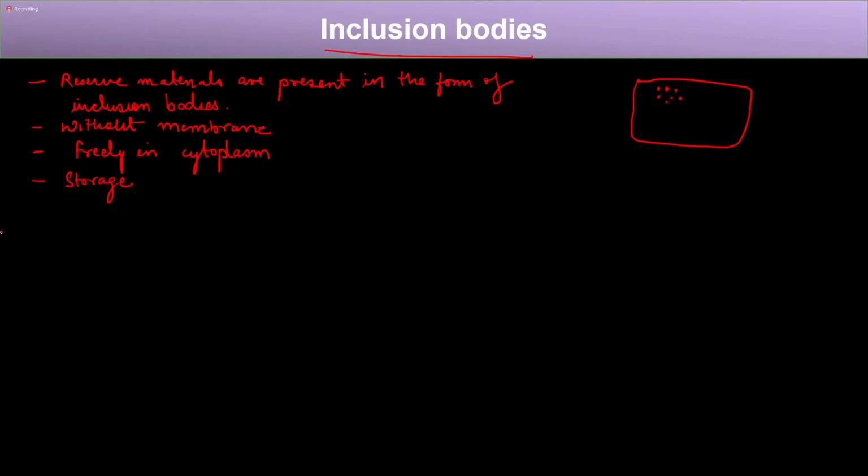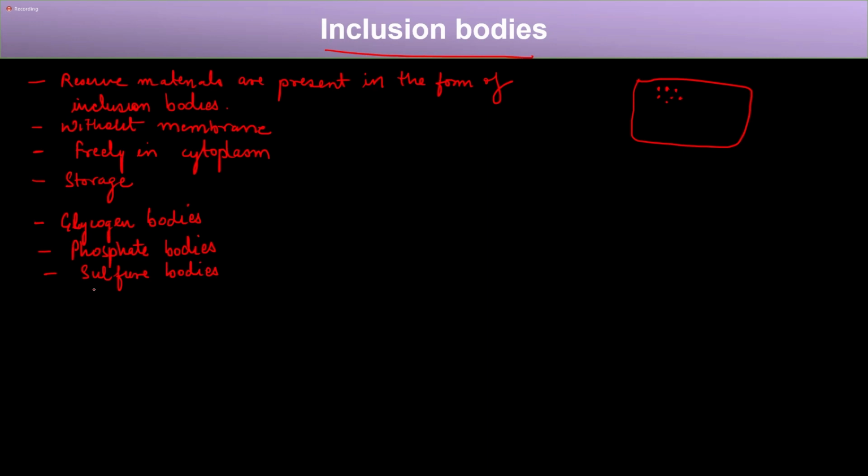Now, inclusion bodies can be of different types, based on what they have stored. You can name inclusion bodies based on what they have stored. For example, if a bacteria has stored glycogen, it will be called glycogen bodies. If it has phosphate in it, it will be called phosphate bodies. And if it has sulfur in it, it will be called sulfur bodies.